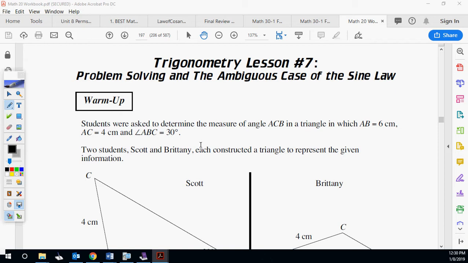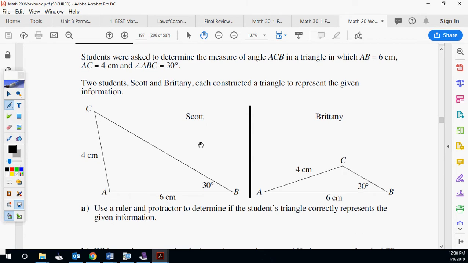Okay, so warm up. Students are asked to determine the measure of angle ACB in the triangle with AB 6, AC 4, and angle ABC of 30. So here's the thing. You can see there's actually two situations. There's a 30 and a 30. So there are two points here at which the 30 makes 4, but clearly different triangles, yeah?